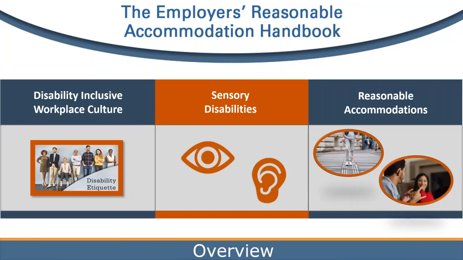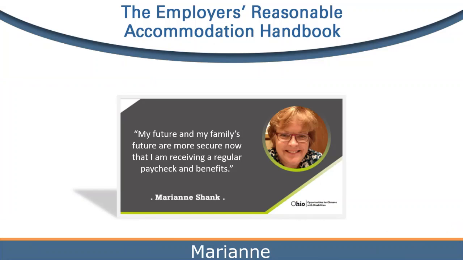Throughout the Employer's Reasonable Accommodation Handbook, we've been sharing success stories of former OOD participants, and our first story today is about Marianne. Marianne has multiple disabilities that include hearing loss, chronic pain, and carpal tunnel syndrome. She has a master's degree in public administration and a Bachelor of Science degree from The Ohio State University. In the summer of 2021, she began looking for work that could provide accommodations that would aid in her success.